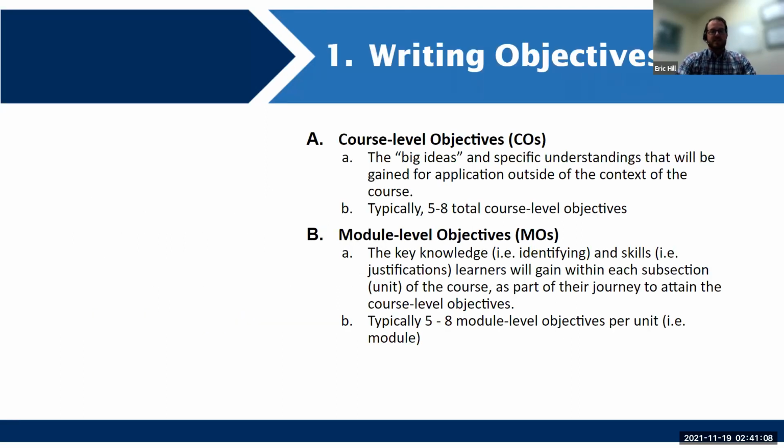When we look at the main pieces of working with a backwards design model, the very first step always needs to be writing those objectives. We have our course level objectives and our module level objectives. The course level objectives are the big ideas and specific understandings that will be gained for application outside of the context of the course. So for example, knowing how to make justifications, how to create things, evaluating and summarizing would fit a lot of these higher level course level objectives. There's typically 5 to 8, maybe a little more, maybe fewer, total course level objectives in a course.